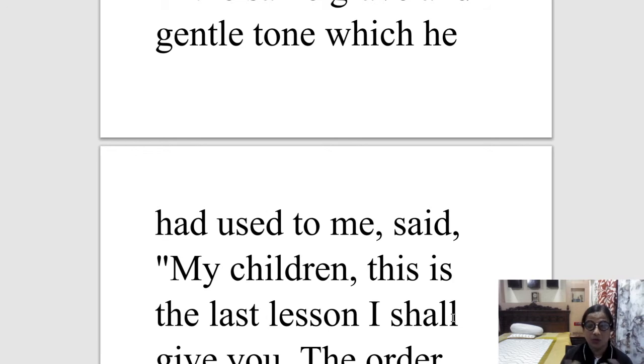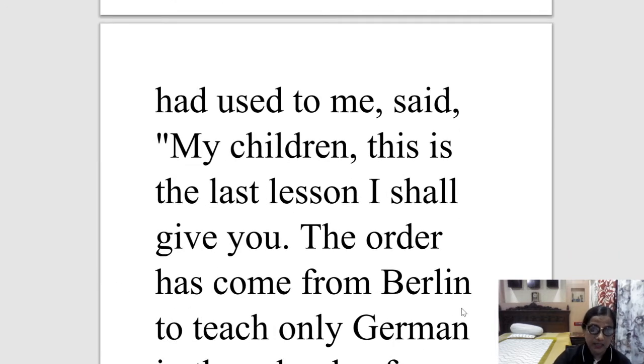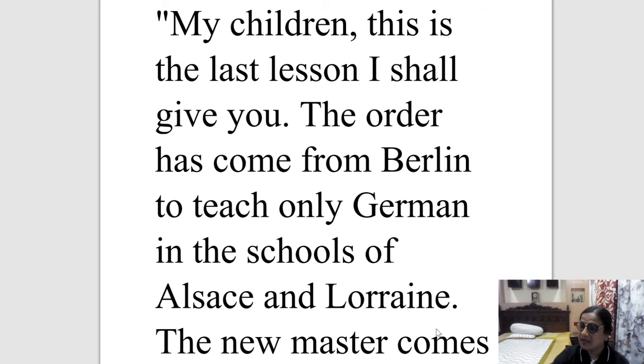So, why was the whole place so solemn? Such a serious thing was happening. He then said aloud to the students that that was the last lesson he would be giving them. "The order has come from Berlin to teach only German in the schools of Alsace and Lorraine." Now, these persons, M. Hamel, Franz, and the others, Hauser and the ex-mayor, they all lived in which place? In the districts Alsace and Lorraine. So, what M. Hamel, the French teacher, said was that that day was the last lesson because the orders from Berlin had come that from the next day, the German language would be taught in the schools of Alsace and Lorraine.